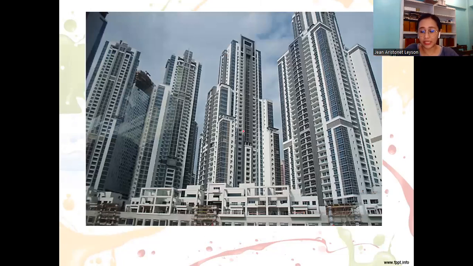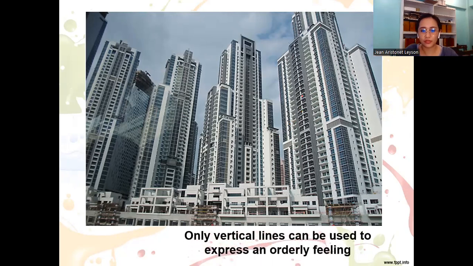Here we have buildings, tall and huge buildings. As we can see, there are a lot of vertical lines in those buildings. That would imply that these buildings have a certain dignity to them. Vertical lines can be used to express an orderly feeling. Also, the structure of how this building was created, using vertical lines, shows a sense of uniformity.